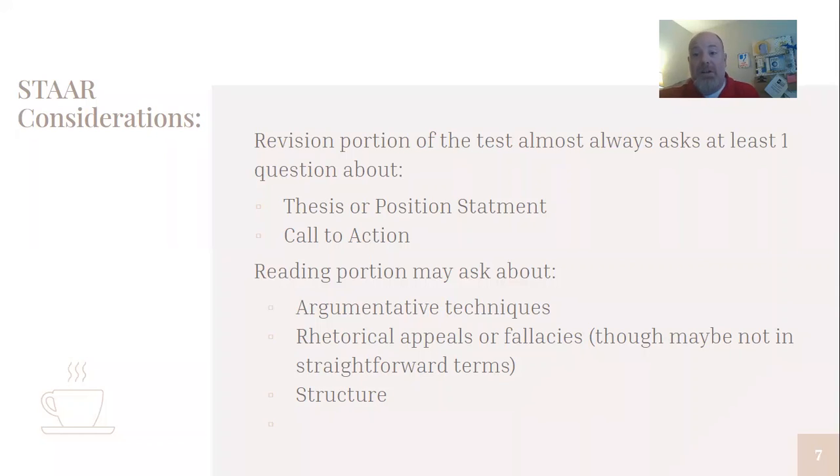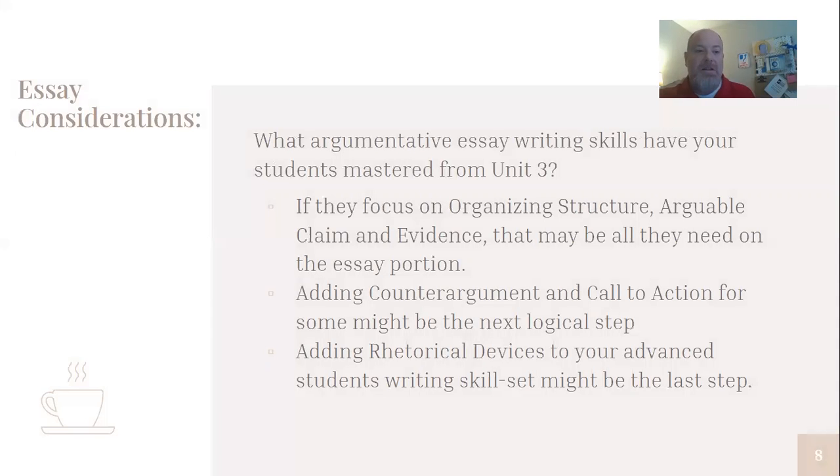The reading portion of any argument is going to analyze an argumentative text, and it's always going to be those author's purpose techniques. So it'll be the argumentative techniques. It may or may not call out the rhetorical fallacies and appeals. It may talk about a rhetorical appeal but not actually call it an appeal. They may say, "How did the author appeal to his audience?" but won't use the word rhetoric. So those are some things that you need to consider.